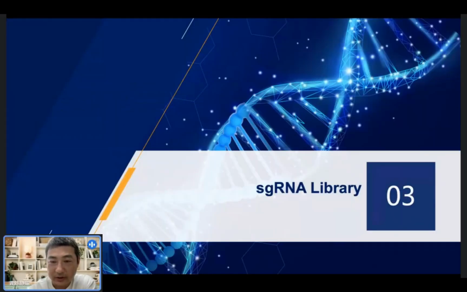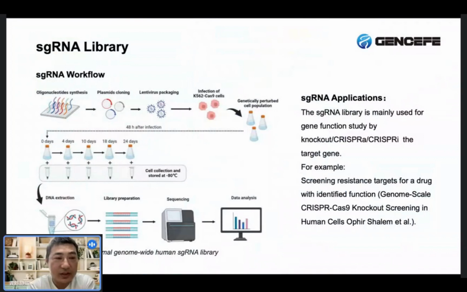Next, I'm going to talk about sgRNA libraries. An sgRNA library is another kind of synthesized DNA library. Because in recent years, the development of DNA synthesis techniques, especially the GenScript synthesis technologies, makes it possible to synthesize a lot of oligos on a chip. The number can be tens of thousands of different oligos on a single chip.